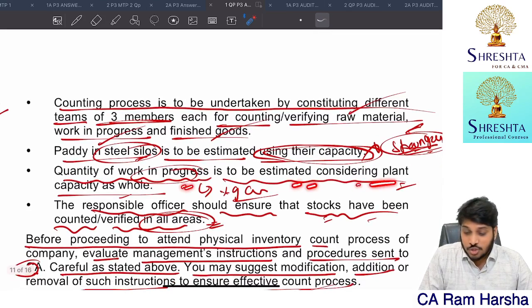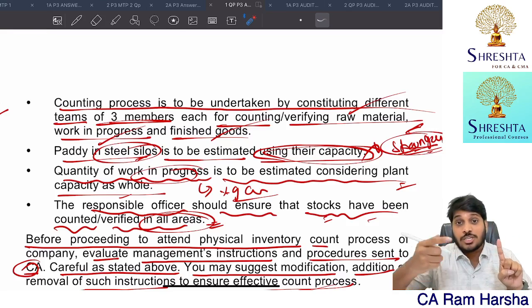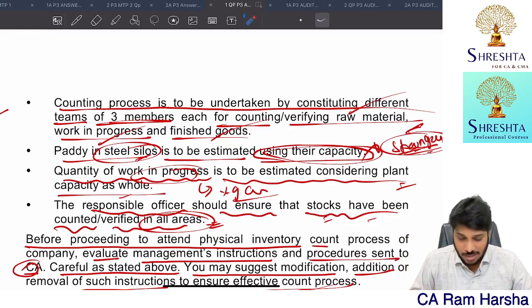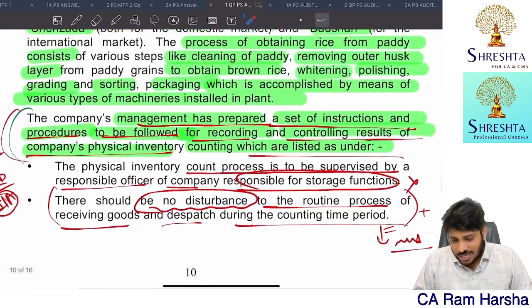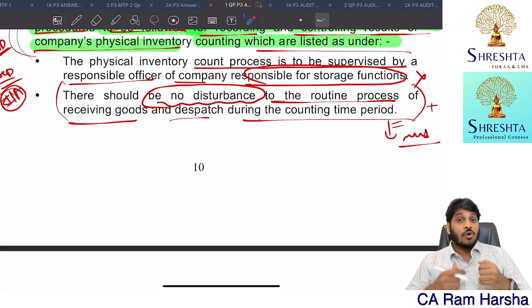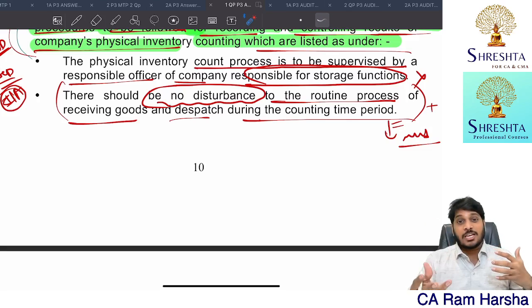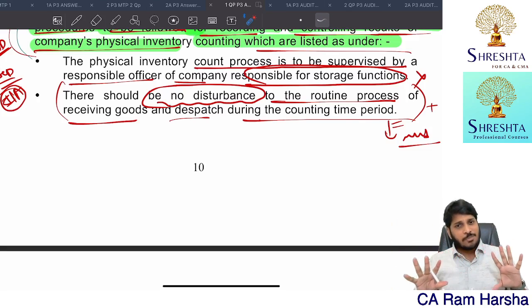Quantity of work in progress is to be estimated using plant capacity. That is wrong. Quantity of work in progress should be estimated based on stage of completion at each stage. Four points I've given already. And generally, whenever inventory counting is done, we should pay attention to obsolete and damaged inventory. That point they didn't highlight here. So the auditor should also request management to pay attention, and ensure that the instructions cover obsolete and damaged goods. You see, I got 5 points?